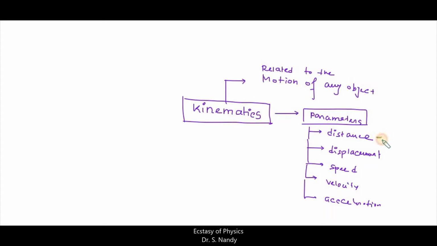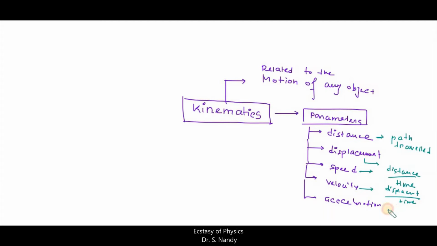The distance we considered is the path traveled by the object. Under displacement, we have considered the shortest path between the initial and the final position. Speed is the time rate of change of distance, so distance per unit of time. To define velocity, we considered the rate of change of displacement, that means displacement per unit of time.